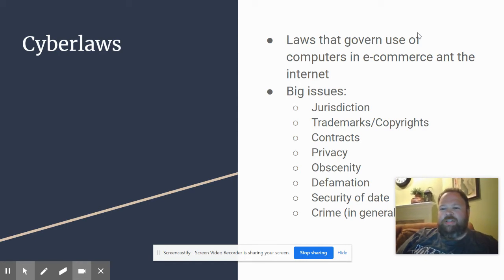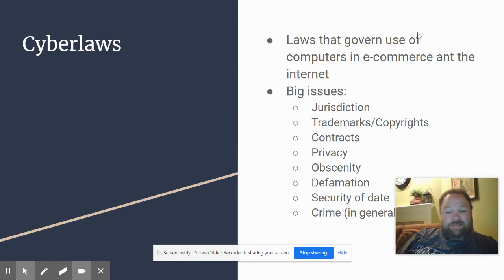All right, cyber law. This is where things start to get a little tricky, right? Because the internet is everywhere. Who controls it? Cyber law is the laws that govern use of computers, e-commerce, and the internet. The big issues: jurisdiction again, who regulates it, who is going to police this. Trademarks and copyrights: if you put something online and it's not trademarked, it can be stolen real easily. Contracts are the same way.